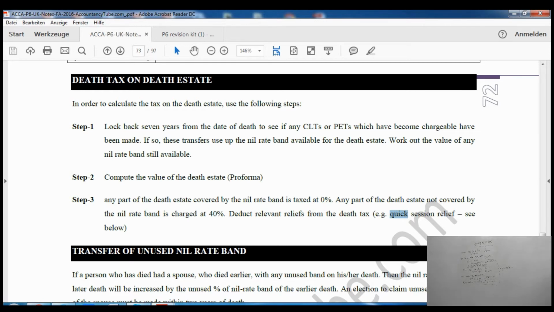And after that it says deduct relevant reliefs from the death tax, and it says quick cession relief. There isn't any quick cession relief. There is quick succession relief. We will read later. I haven't put it in these notes, but I will share a small page with you, which you can download when we do the relevant section. I will tell you at that time. It is just a small topic, quick succession relief.